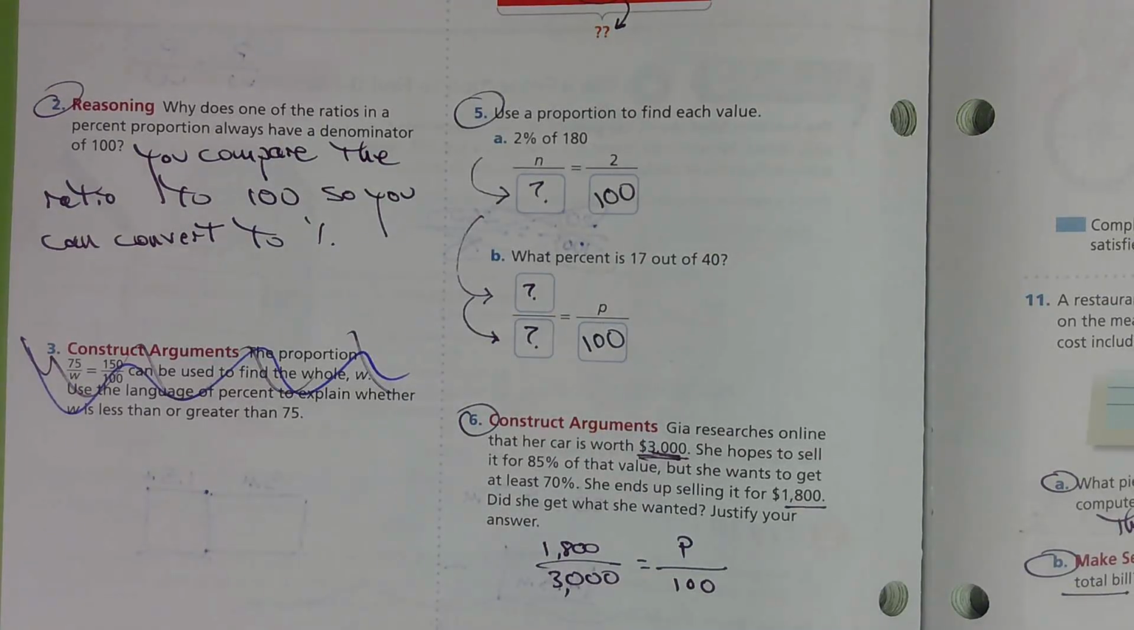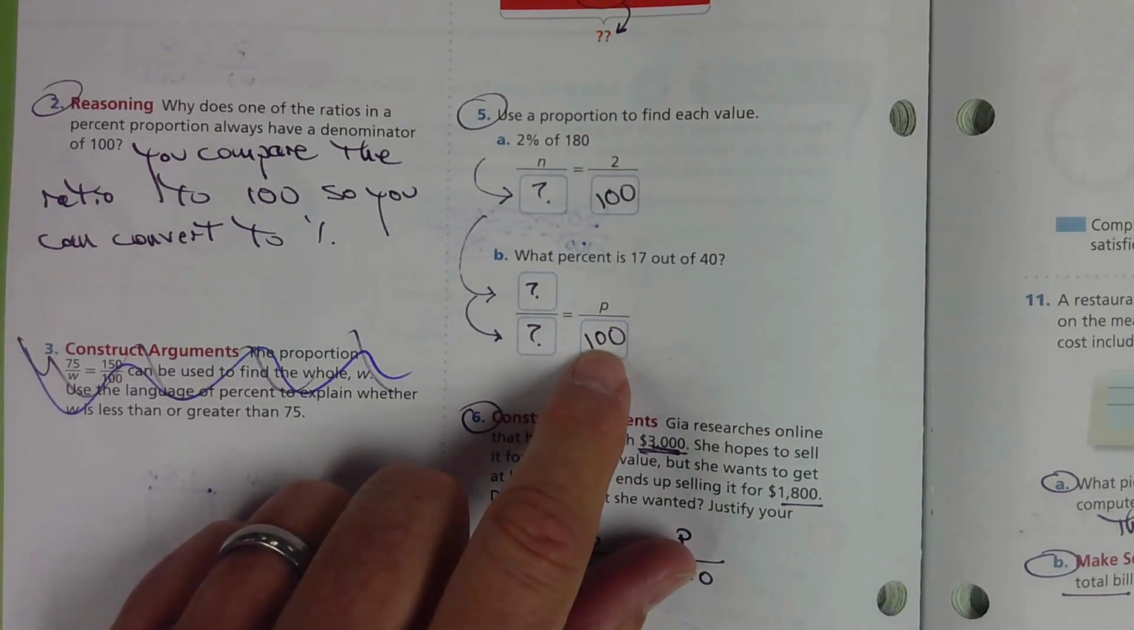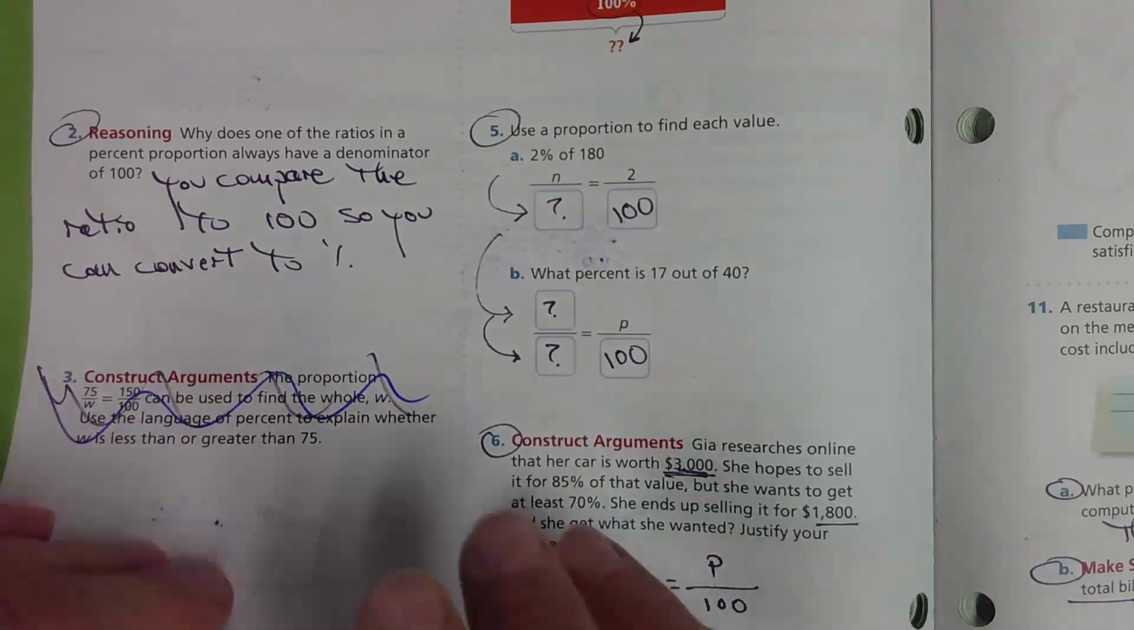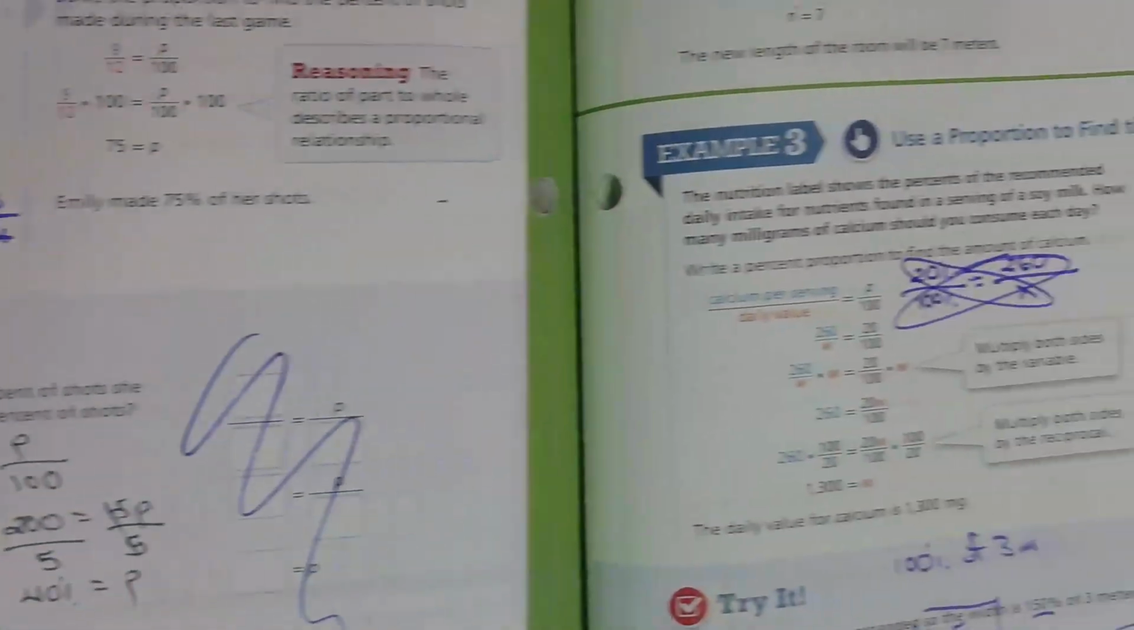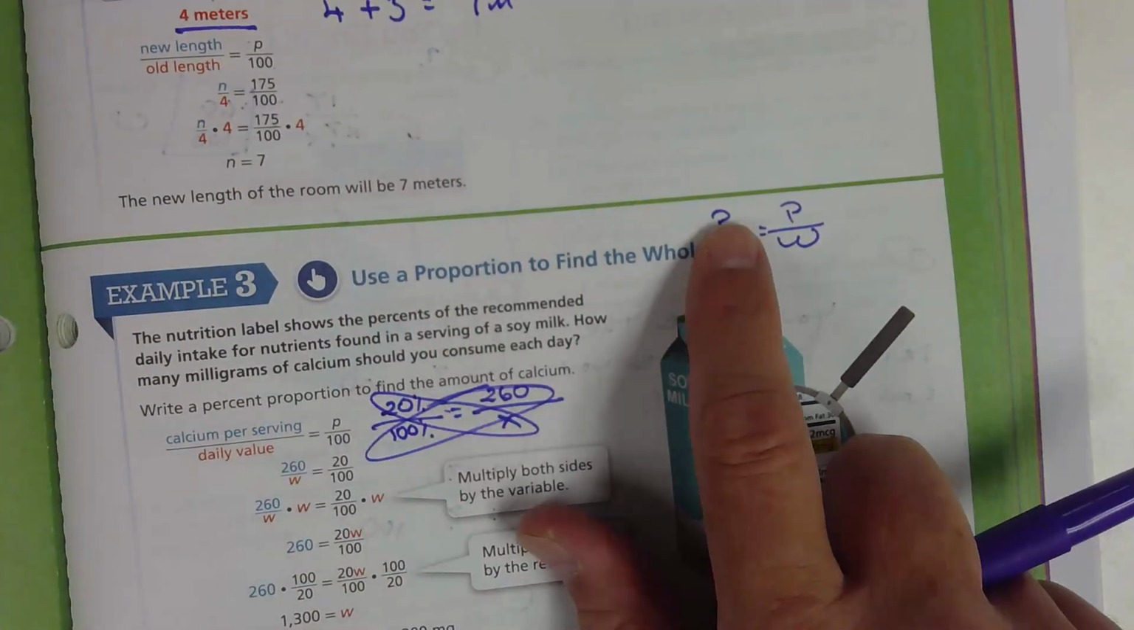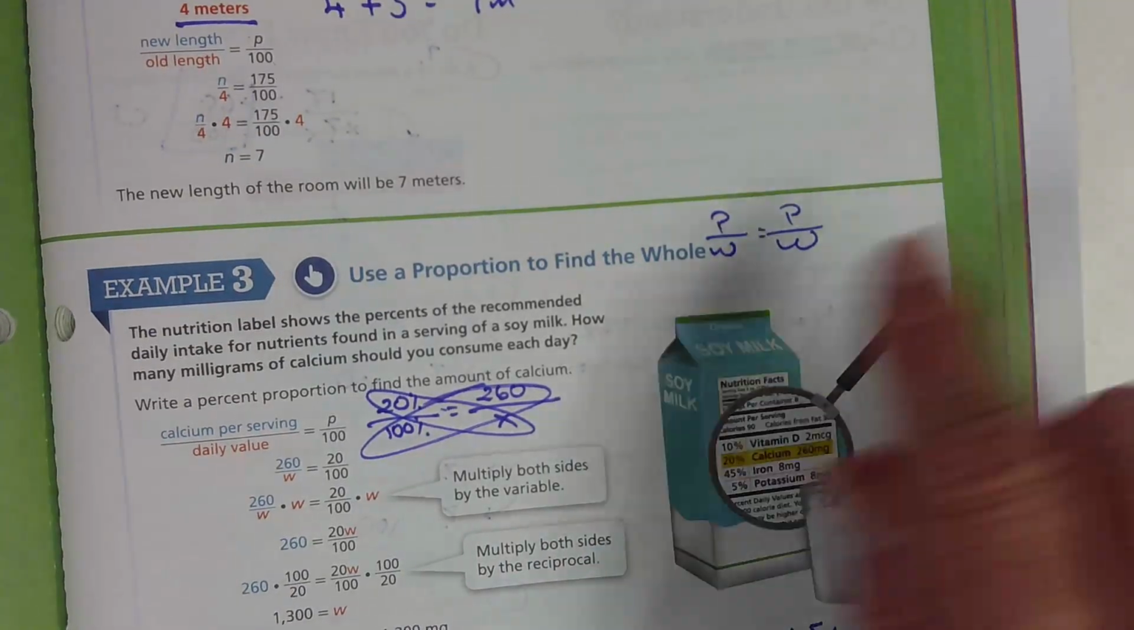Yeah. How do you get 100? Because that's the whole. If you go back to this here, it's always the part over the whole and the part over the whole.